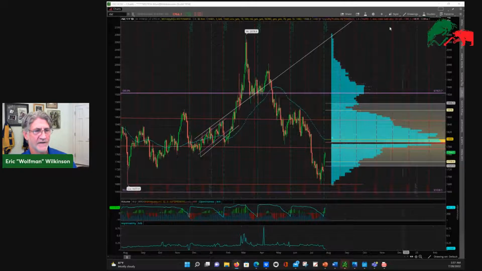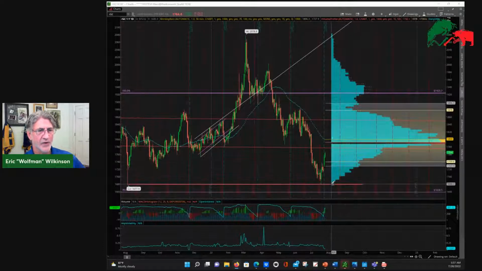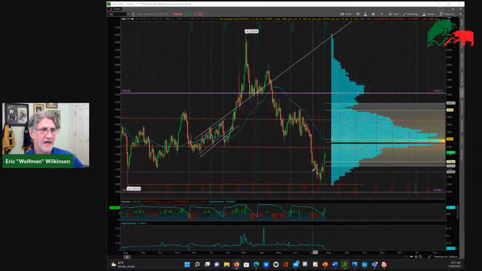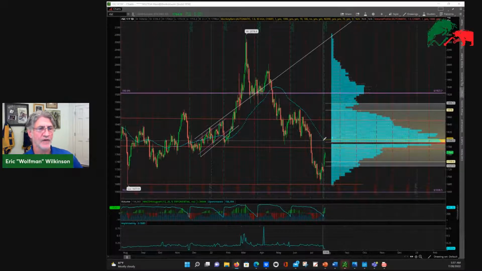I talked about this off these tweezer bottoms. That would be the opportune time to start looking at adding. Anything breaking below that would be your stop, right? So with this market moving higher, I think we're going to come back to at least 1800, which is very close to the value area and very close to that 50-day simple moving average. So finally we're going to start seeing gold move higher here.